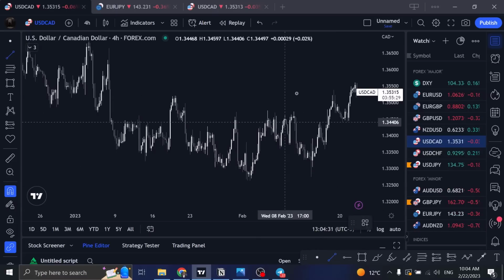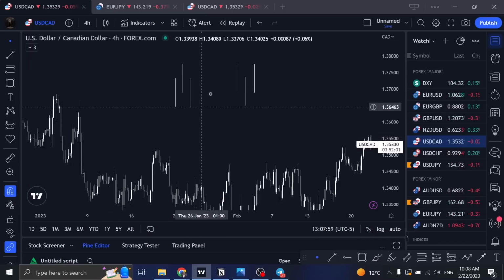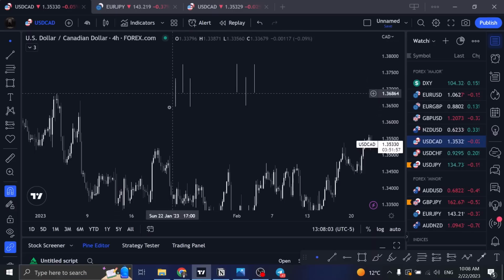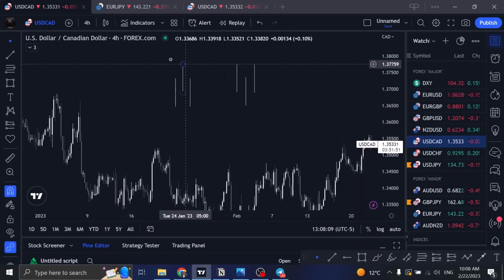I'll have my trend line. I'll mark all swing highs and swing lows. So what is a swing high? A swing high is at least 3 candles. It can be 3 candles, but it's better to have more candles to the right and the left. But this is the basic definition of a swing high.